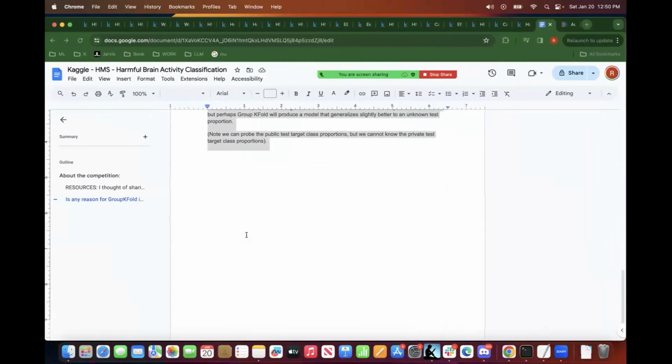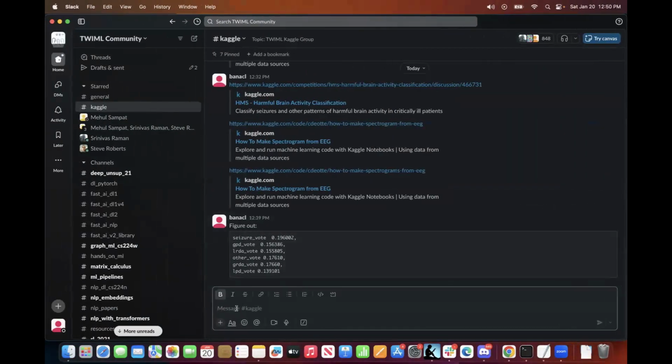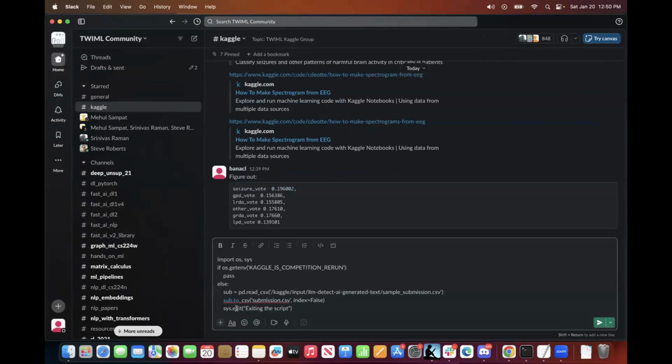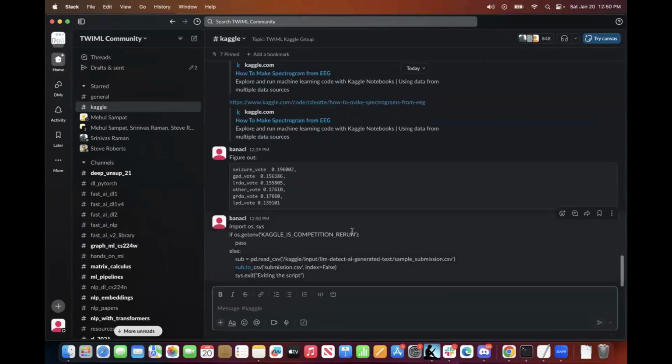Let me share that. So this flag that you have, Kaggle is competition rerun, is something that can be used. And this is the other so-called cleaner way of doing it that I saw in someone else's code. So you don't need to check the test file to see how many rows are in it, or whatever. Exactly. Okay, so you can kind of do it this way.